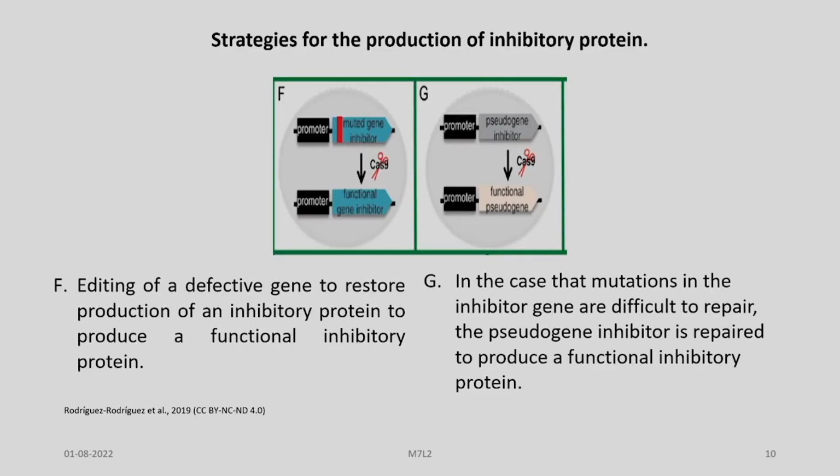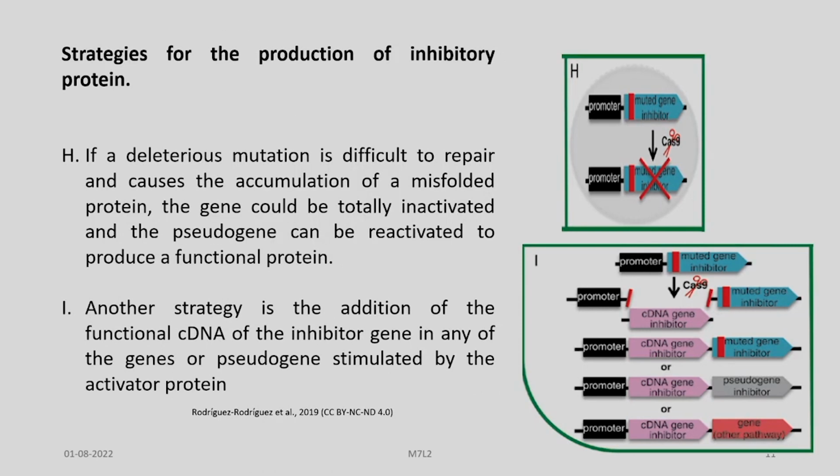There are other two strategies as well, like strategy F, where there is editing of a defective gene to restore production of an inhibitory protein, to produce a functional inhibitory protein. And in case of strategy G, the mutations in the inhibitory gene are difficult to repair. The pseudogene inhibitor is repaired to produce a functional inhibitory protein. Another strategy involves the strategy as shown in H.